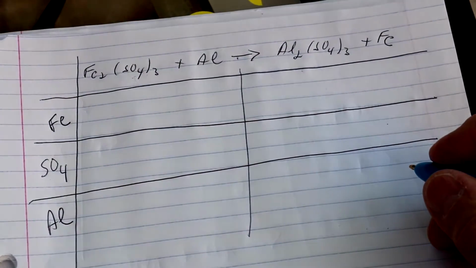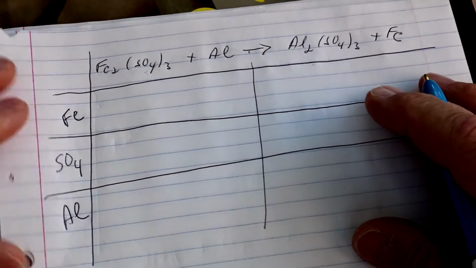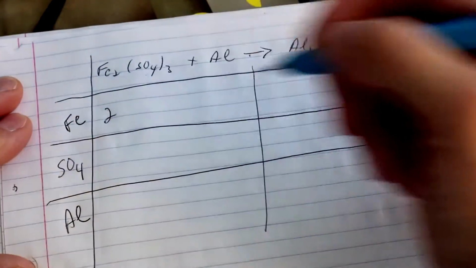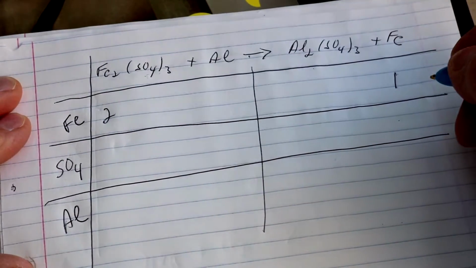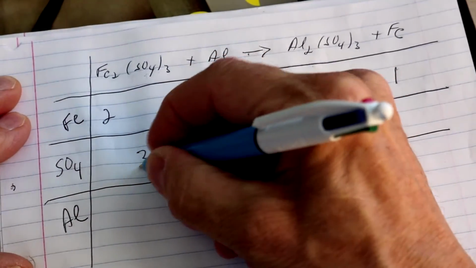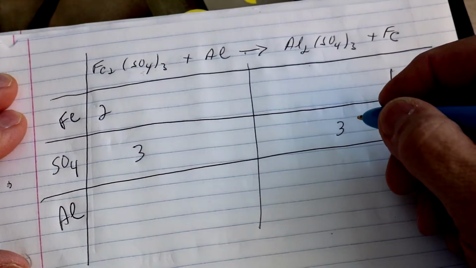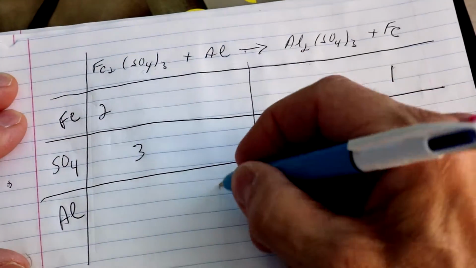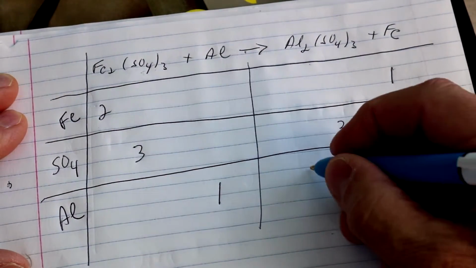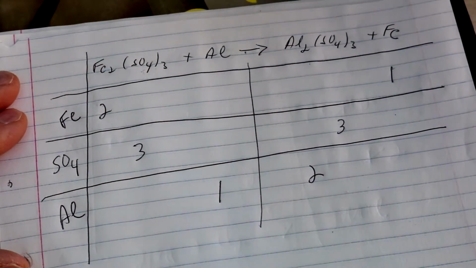Okay, your next step is to take your inventory. So you have 2 irons here, 1 over here. You have 3 sulfates over here, and you have 3 sulfates over here. That's cool. Aluminum, you have 1 aluminum here and 2 aluminums here.